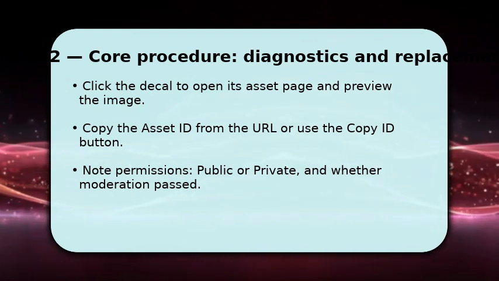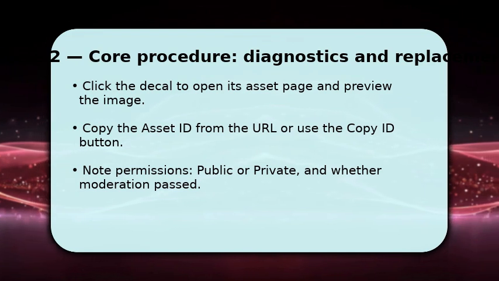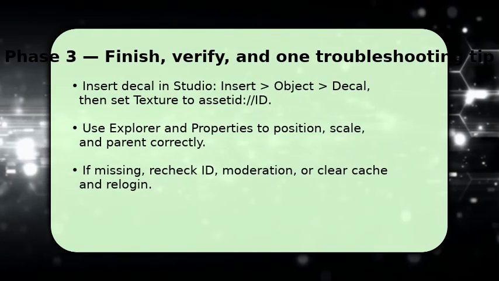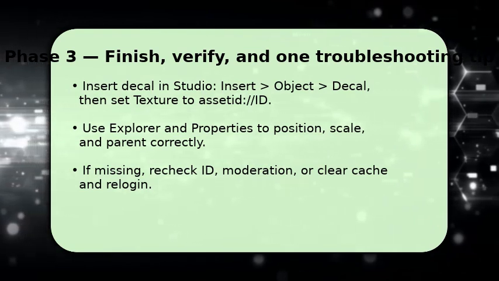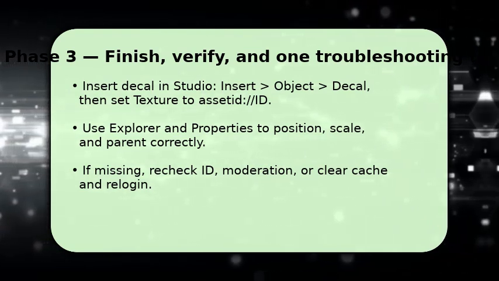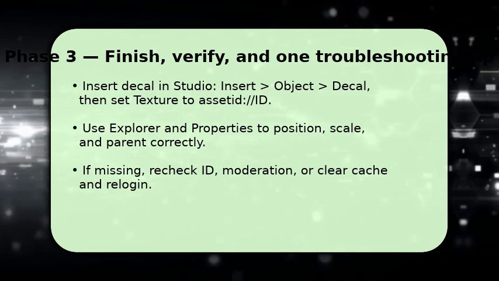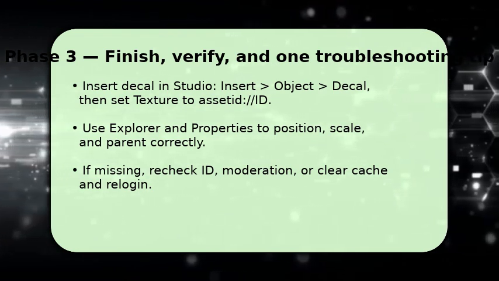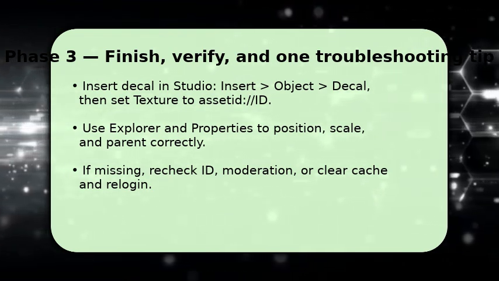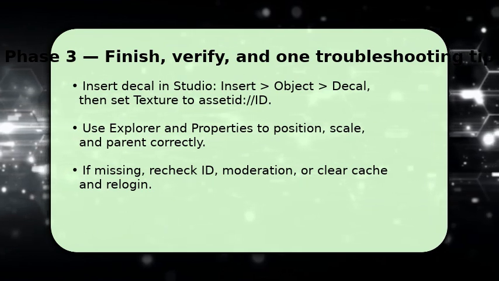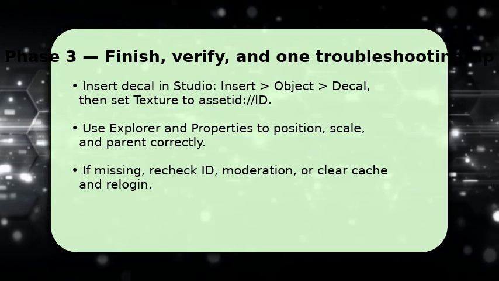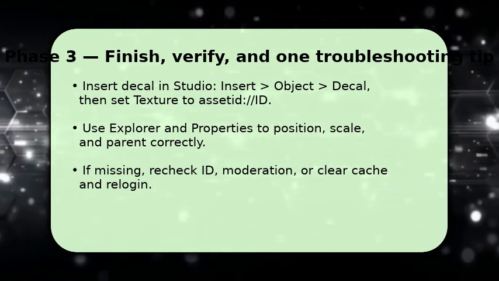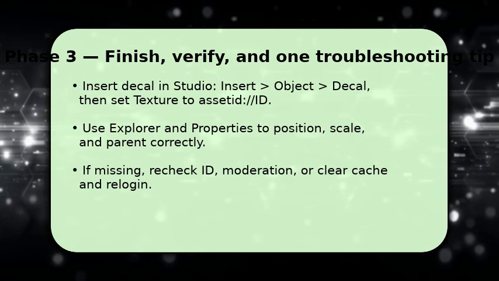To add the picture into your place, open Studio, insert a decal onto a part or GUI, and set the texture field to rbxassetid:// followed by the numeric ID you copied. Then use Explorer and Properties to parent the decal to the right object, adjust offset and size, and confirm 16:9 display ratios if needed. If the image doesn't appear, recheck the ID and moderation status, clear Roblox cache, and relog in. This single step solves most troubleshooting.